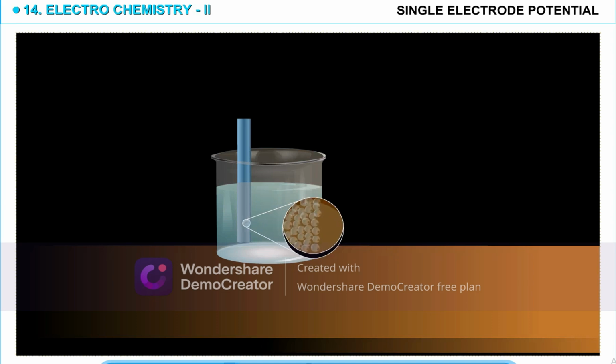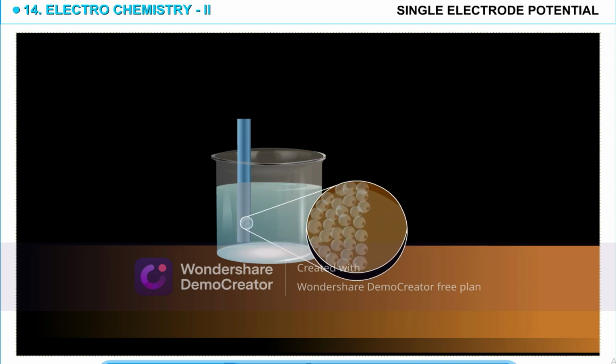What do you know about electroneutrality? As the process continues, a negative electric charge builds up in the metal. This negative charge, together with the buildup of positive charges in the water, makes it more difficult for additional ions to leave the metal.